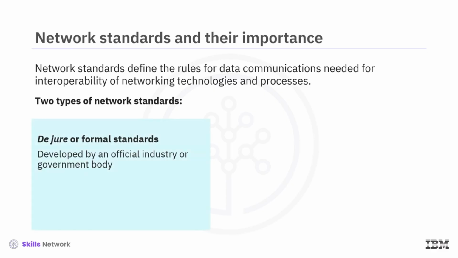De jure, or formal standards, are formal standards developed by an official industry or government body. Formal standards have gone through formal processes to obtain consensus, including publicly available documentation. Examples include HTTP, HTML, IP, and Ethernet 802.3d.